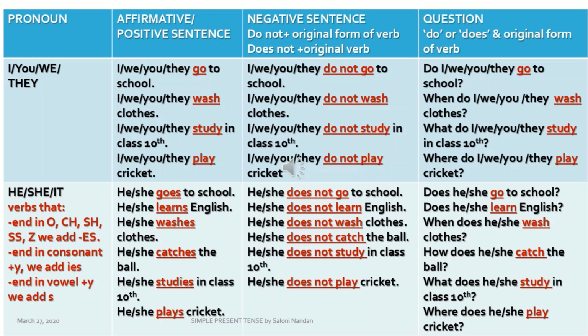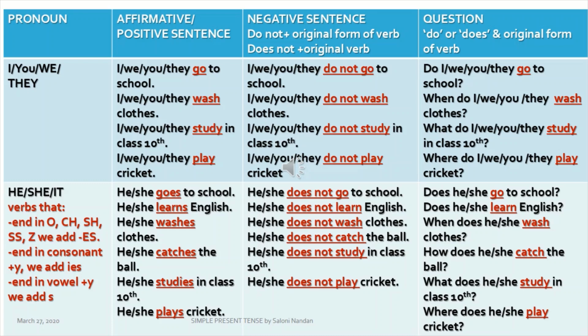Another example, I, we or you or they study in class 10th. Study is the original verb form. I, we, you, they play cricket. Play is the base verb form. Now let us look at the pronouns he, she, it and the use of the verbs in the simple present tense with affirmative or positive sentences.